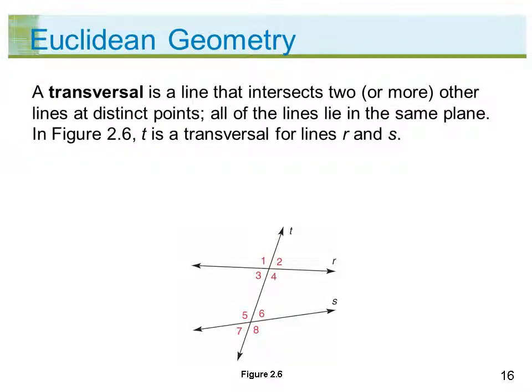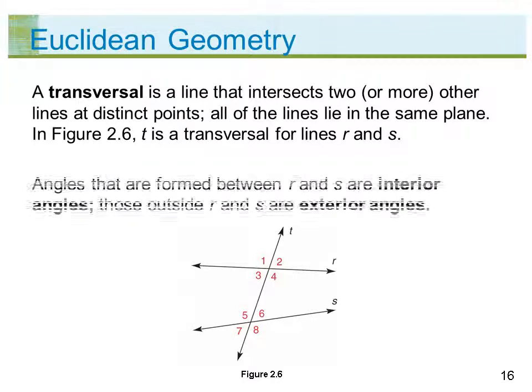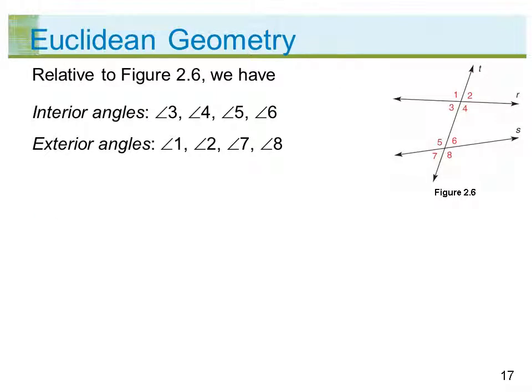A transversal is a line that intersects two or more other lines at distinct points. All of the lines lie in the same plane. In Figure 2.6, T is a transversal for lines R and S. Angles that are formed between R and S are interior angles. Those outside R and S are exterior angles. Relative to Figure 2.6, we have interior angles, angle 3, angle 4, angle 5, angle 6. Exterior angles, angle 1, angle 2, angle 7, angle 8.